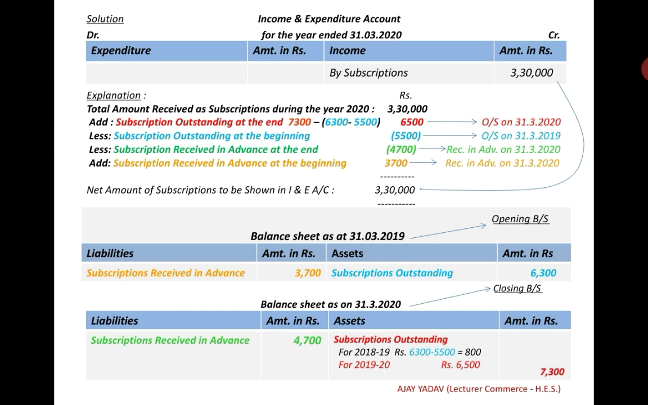When we come to the closing balance sheet, the subscription amount outstanding on 31st March 2020 will be shown as follows: for 2018-19, rupees 6,300 minus 5,500, which is 800, and for 2019-20 it will be rupees 6,500, so the total comes to 7,300.